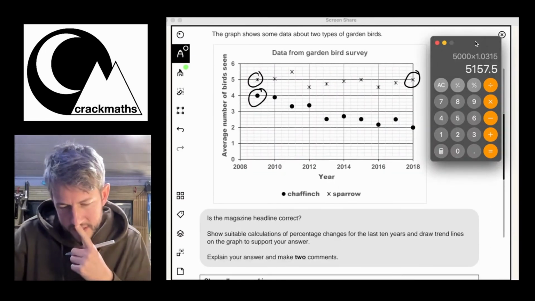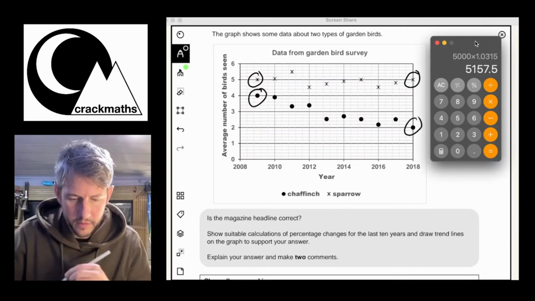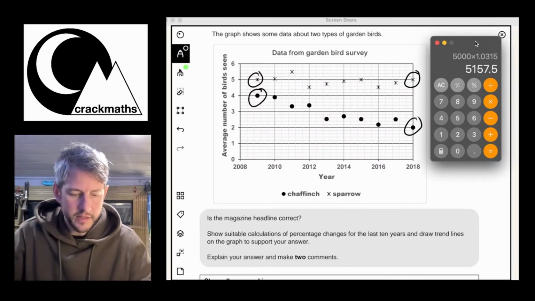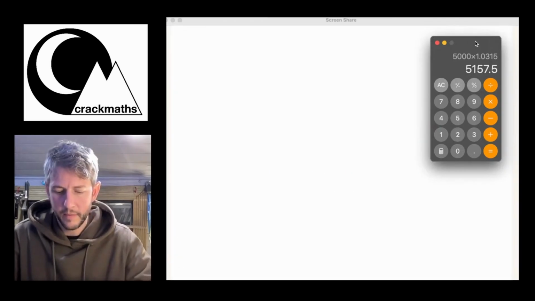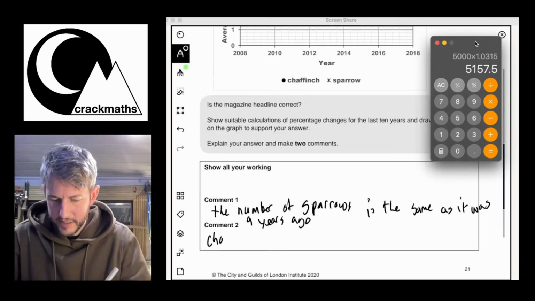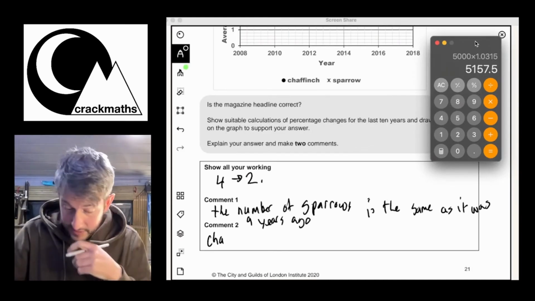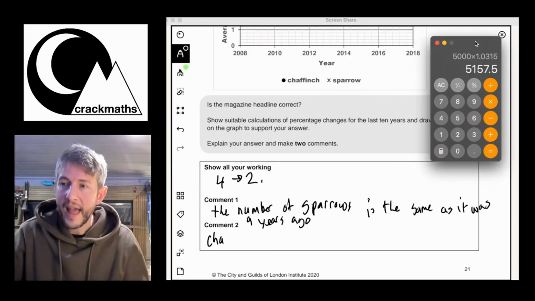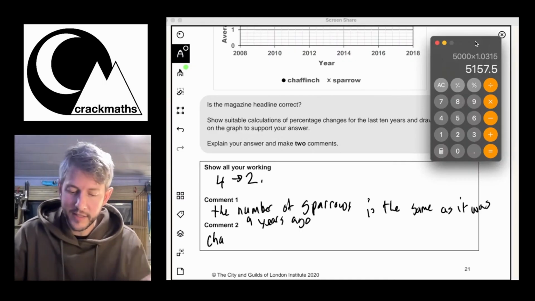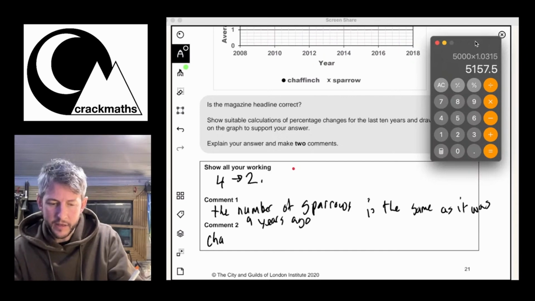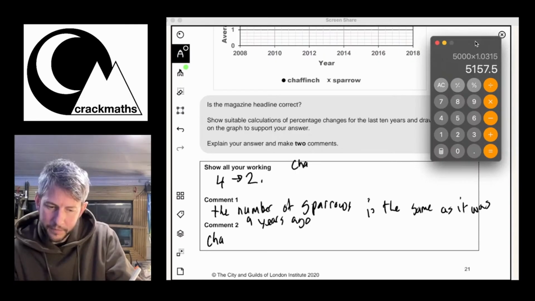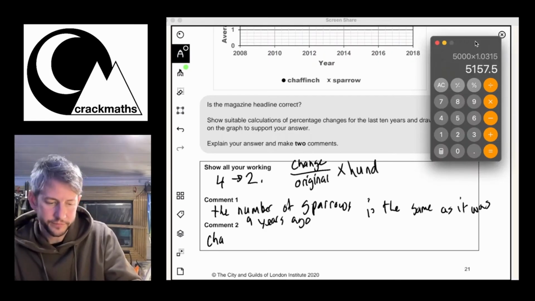So there was 4, 2. Okay. So let's say chaffinches have decreased from 4 to 2. Okay. So percentage change is how much it's changed out of how much it started. So we've got change divided by original times 100. So this is percentage change.